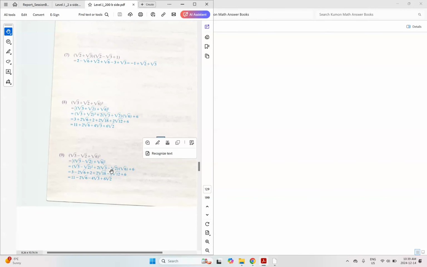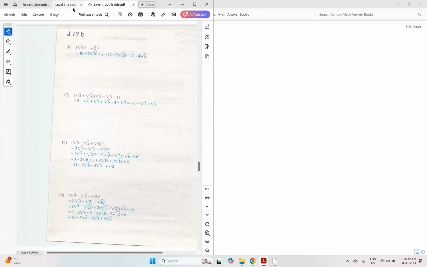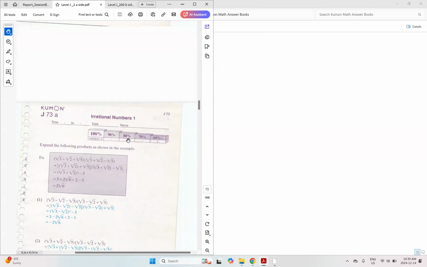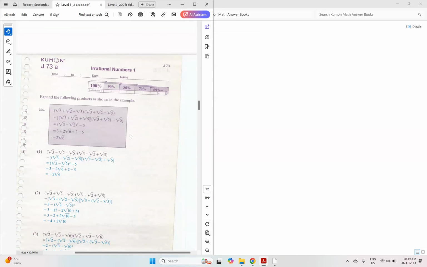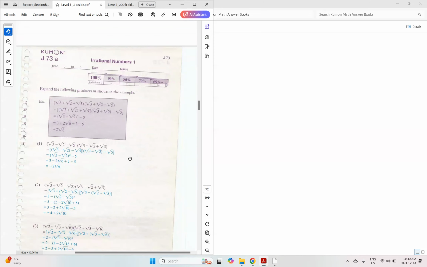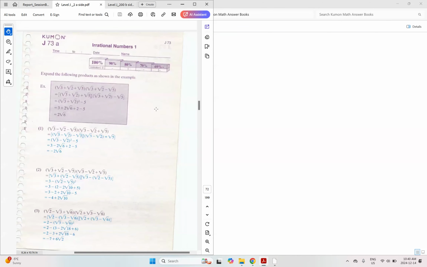All right, so what did you get? I got 11 minus 2 root 6 plus 6 root 2 minus 4 root 3. Okay, you're good. So let's go to 73A. By the way, when I was doing it, I realized that the difference of squares was a bit easier. Yeah, there we go.